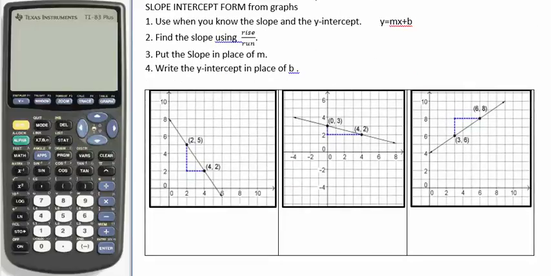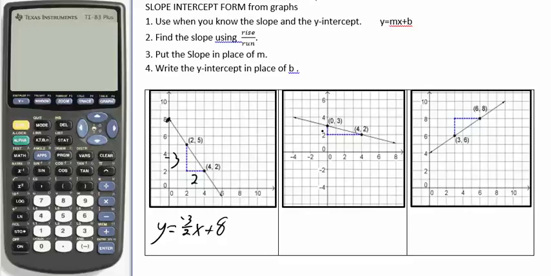Slope-intercept form from graphs. So when you know the slope and the y-intercept, you're going to use y equals mx plus b. So you find the slope using rise over run, just like we did. We go down 1, 2, 3, and over 2. We put that slope in place of m, so y equals, the m goes with the x, negative 3 over 2x. And then the y-intercept is right there, so that's at 8. We put that in place of the b.